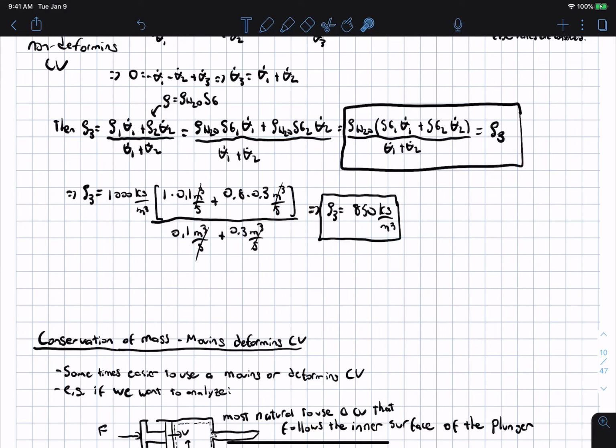Okay, and so those are the examples I'll give for a stationary control volume. In the next lecture, we will be doing more examples of conservation of mass, but we will extend it to a deforming control volume. And we will show you how you can combine conservation of mass with the Bernoulli equation and manometers.